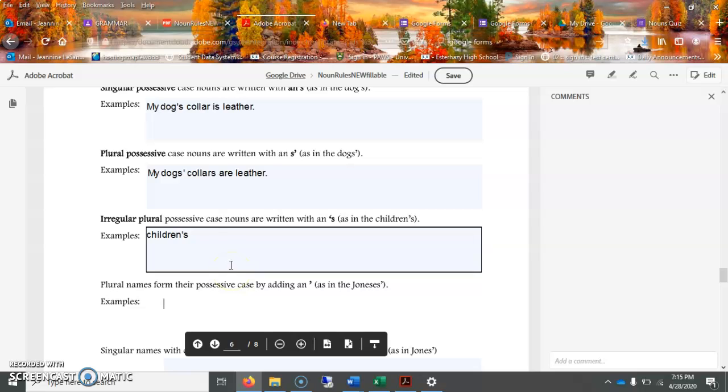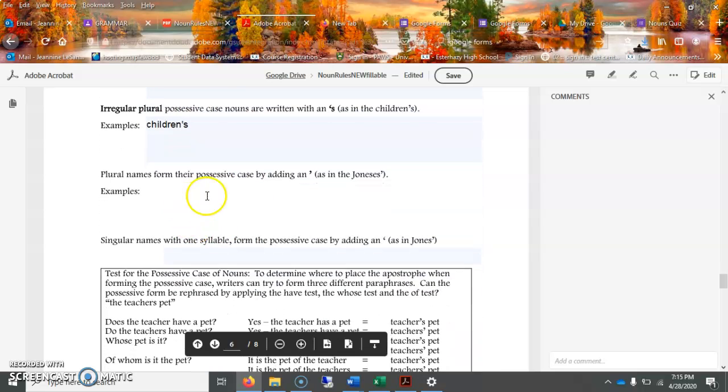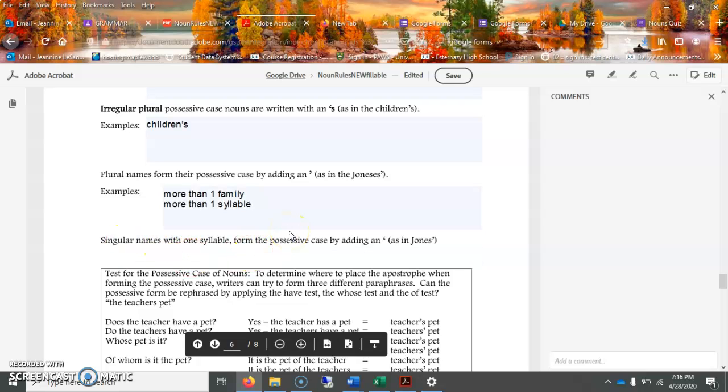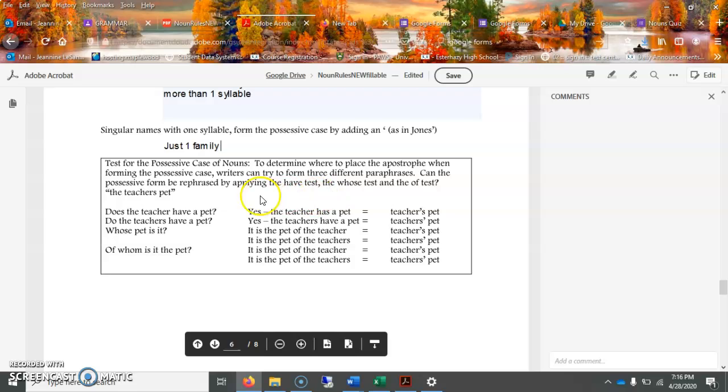Next is plural names, and most often, sorry, it is those collective noun groups that we're talking about. Next, plural names form the possessive, so that's like the Joneses. So if you have more than one family with the same ending, or you have more than one syllable, or you have a hissing sound at the end, this is when you would have this example. So Joneses, simple, like it's a hissing sound. Next is regular names with one syllable. Again, this is just one family as an example. Okay, there's just a little bit here to help you out with how you can talk of the teacher's pet and which form you would use.